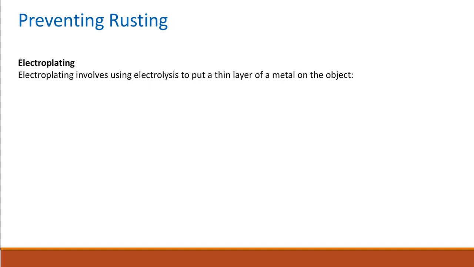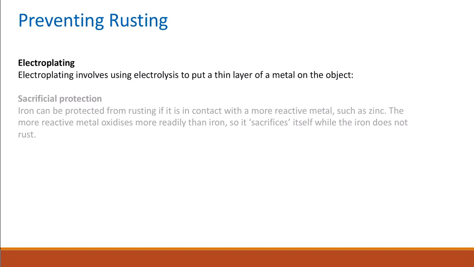Also, to prevent rusting, there are three different processes we can use. The first one is electroplating. Electroplating is a process where they use electrolysis to put a thin layer of a metal on the object. For example, you can use electrolysis to add a layer of silver, which is unreactive, on top of the iron. So you will prevent the rusting because silver will not rust.